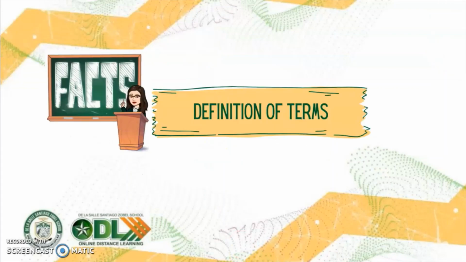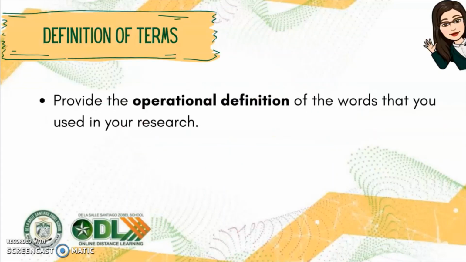And of course, the last part is the definition of terms. You should provide the operational definition of the words that you used in your research. Again, operational definition and not the definition from the dictionary, okay? Not your denotation, not even connotation. It must be the operational or technical definition of words. However, please do not overdo your definition of terms. Just stick with the keywords of your research.